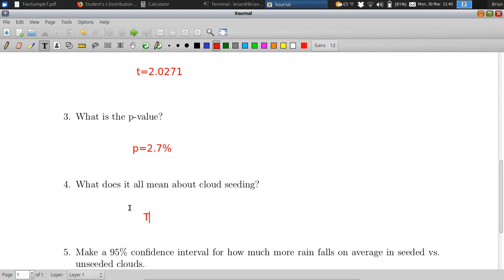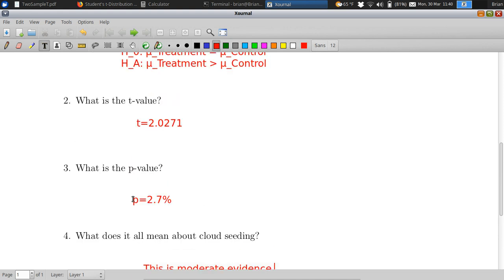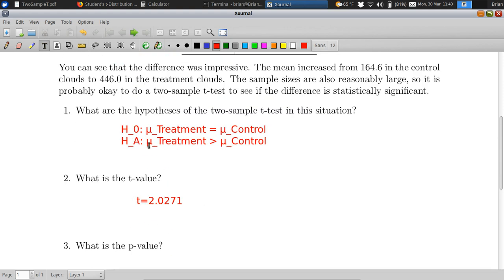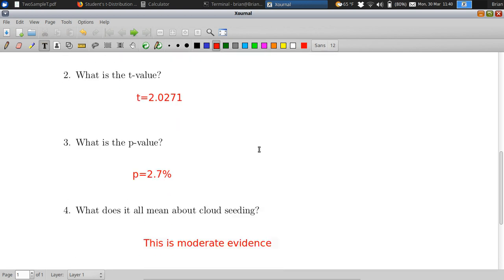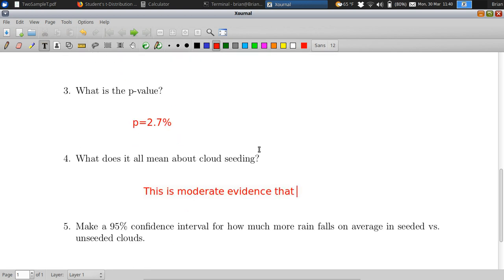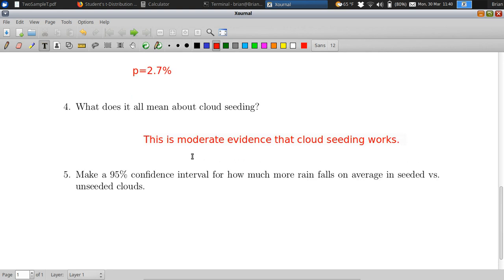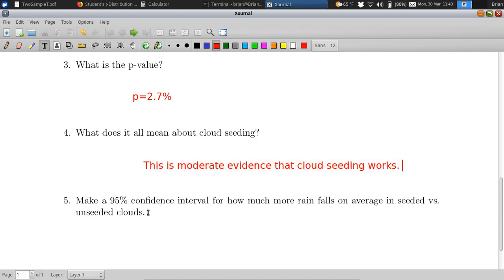So let's say that this is moderate evidence that we should reject the null hypothesis, which means that the treatment is going to produce more rainfall on average than you would get if you didn't spray the clouds. So I guess this is moderate evidence that cloud seeding works, right? That it makes more rainfall. Okay, so that's interesting. So we're leaning towards thinking that cloud seeding works. So a good follow-up question is, okay, so if it works, how much more rain do you get? And that's where a confidence interval comes in.